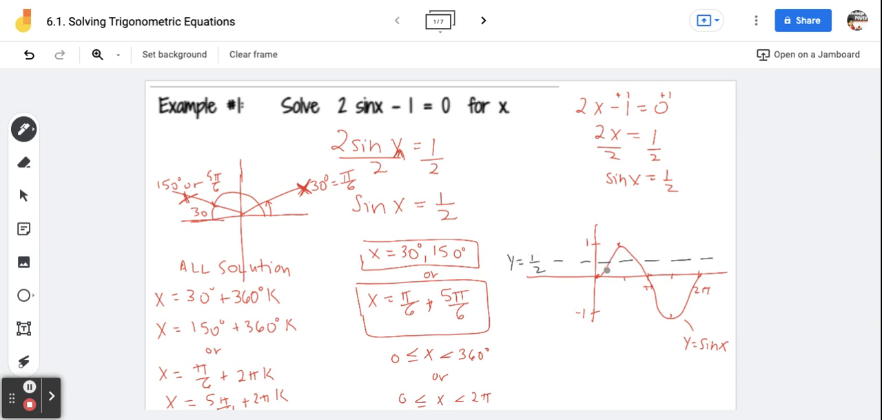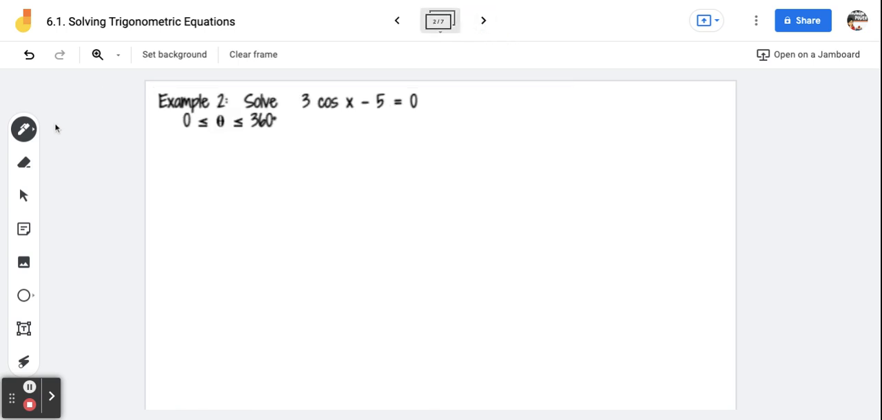All right, so when does y equals sine of x equal 1/2? That's what we're trying to find. Well, they're equal here and here. And that would be at pi/6, and that would be at 5 pi/6. So graphically, that's a graphical view of what's going on here. Okay, let's look at another one.